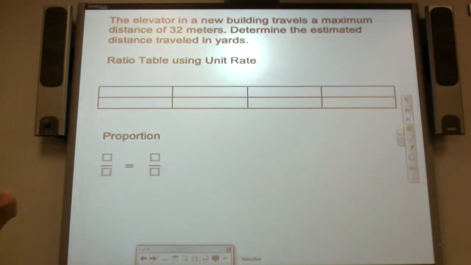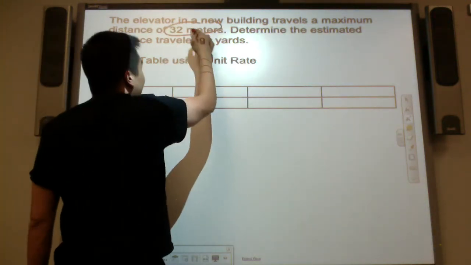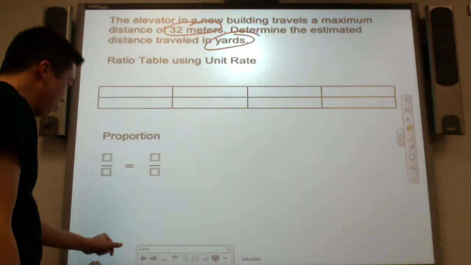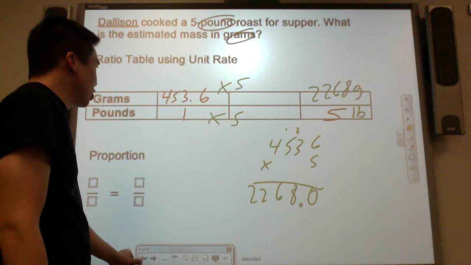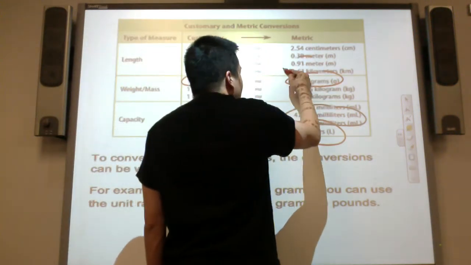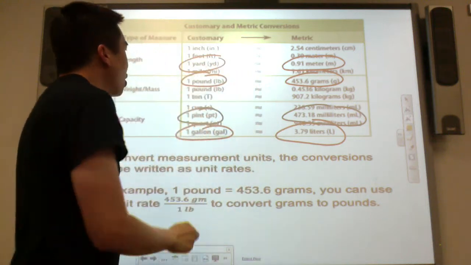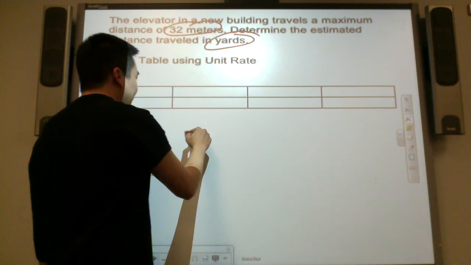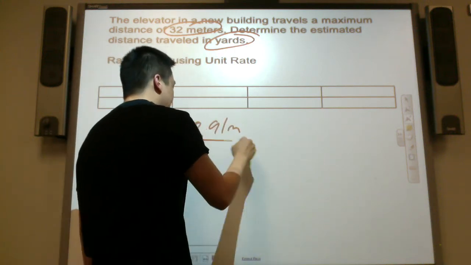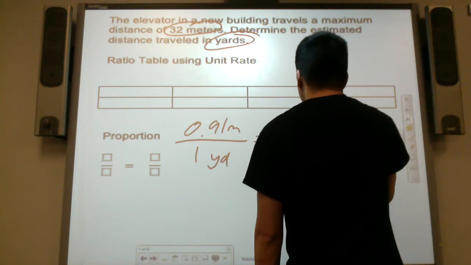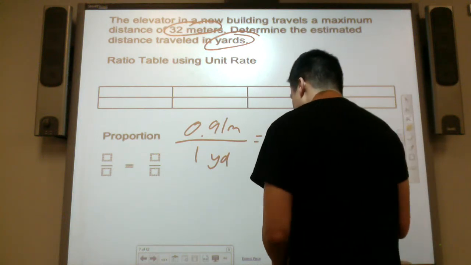The elevator in a new building travels at a maximum distance of 32 meters. Determine how many yards that is. So meters and yards. Let's go back to our chart. What does it say about meters and yards? Here it is. There are 0.91 meters per yard. However, it travels 32 meters. How many yards is it?